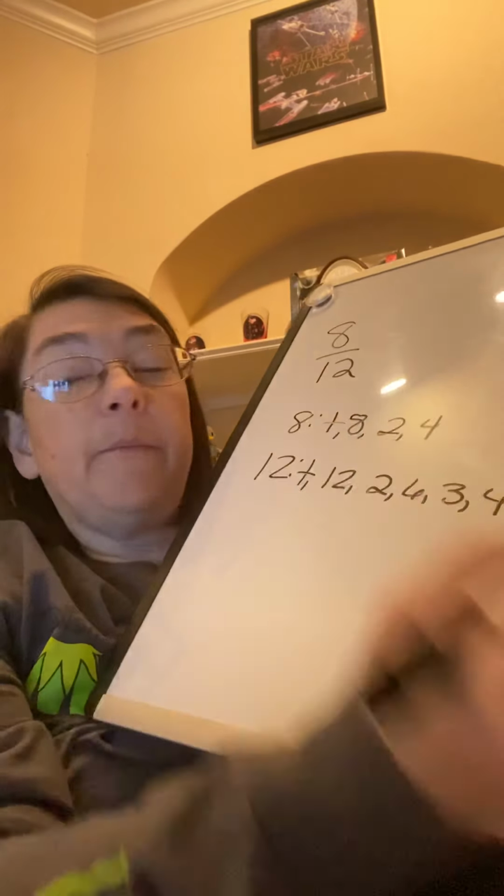Miss Blackmon, I can't see. Okay, 1 can go into them, but that's not the biggest. There is no 8 in the other one, so we can't use that one. There's no 12 in the 8, so I can't use that one. 2 can, but that's not the biggest. There's no 6, there's no 3. 4 is the biggest factor.